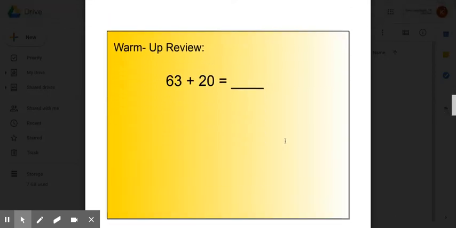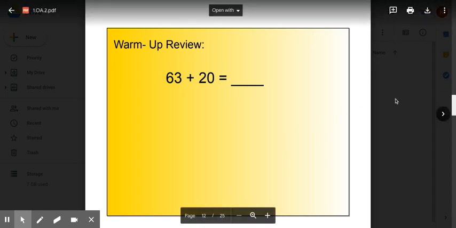All right, first let's warm up with 63 plus 20. So go ahead and write this equation down in your journal for me. All right, now that you have that written, let's think of the best way to solve this. 63 is a big number, so I don't want to draw 63 little circles. Can you think of a better way to solve it? If you said base 10, you are correct.